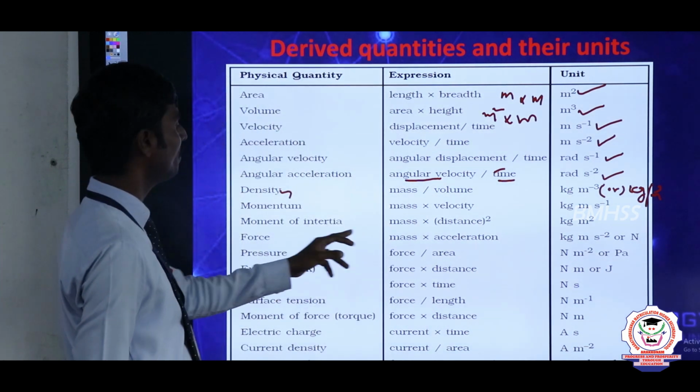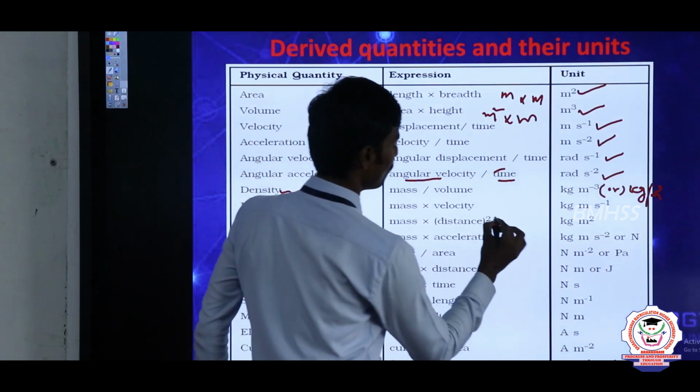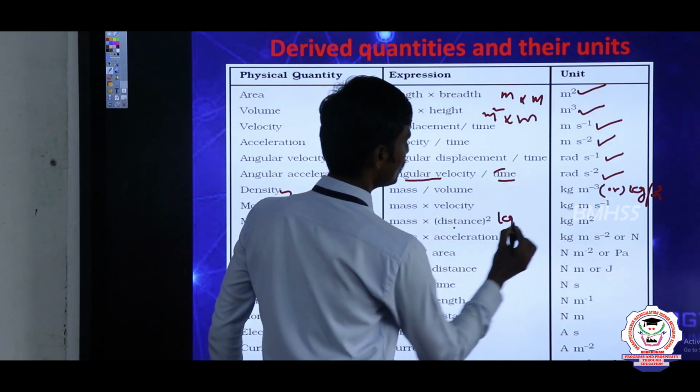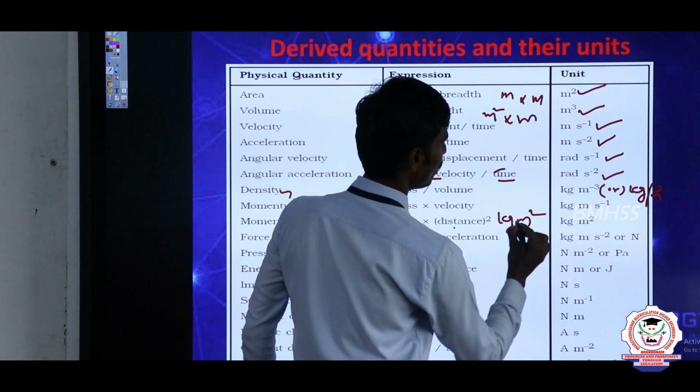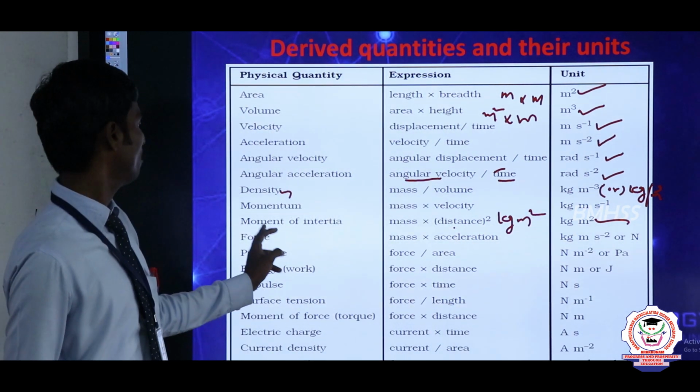The next one is moment of inertia. The general expression is mass into square of the distance. We are going to measure mass here in kilogram, distance square in meter square. So kilogram meter square is the SI unit of moment of inertia.